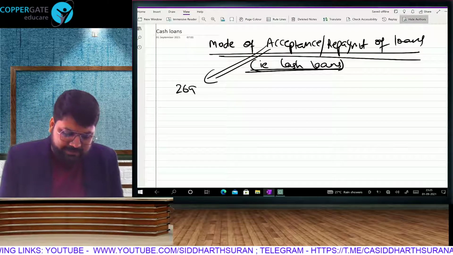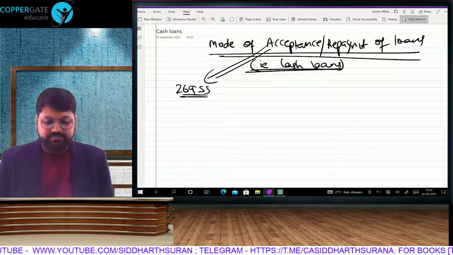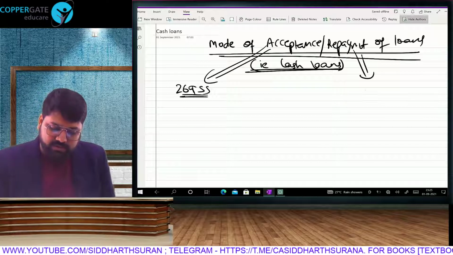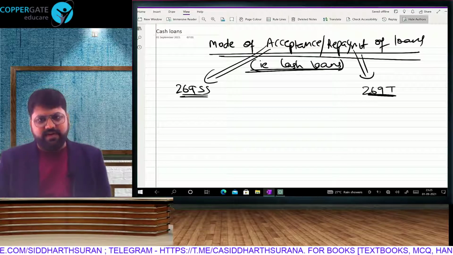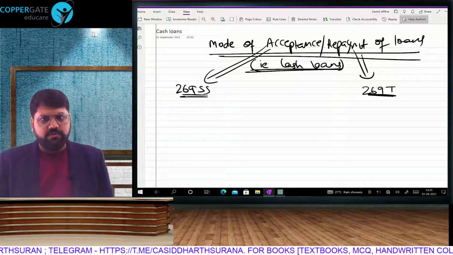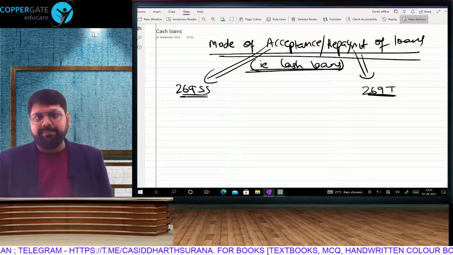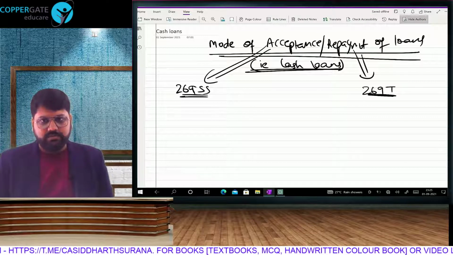When we accept loans, the applicable section is 269SS. And when we repay loans, the applicable section is 269T. 2 sections will cover the entire chapter: 269SS for acceptance of loans, 269T for repayment of loans, popularly known as cash loans.